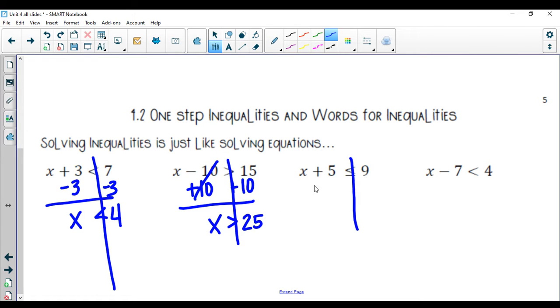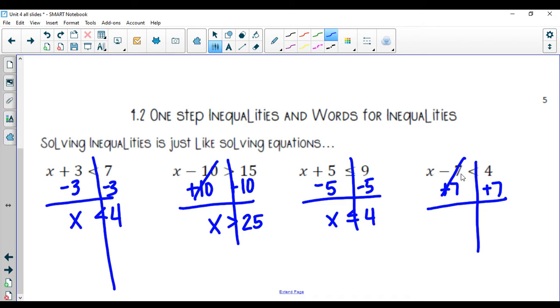The next example, I'm going to subtract 5 on both sides. X is less than or equal to 4. In the next example, add 7 to both sides. X is less than 11.